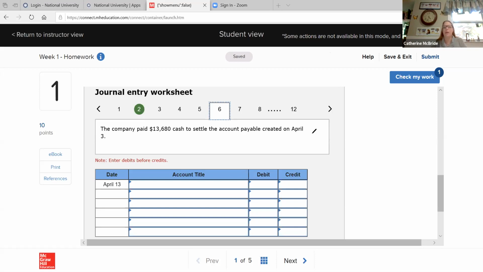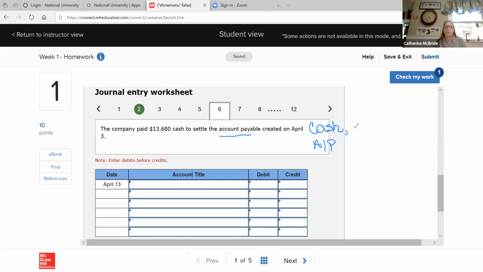So one of them is cash because we paid it. What's the other account? The other account is accounts payable because we recorded the equipment and the supplies when we brought them to the office. Now we're just recording paying off that liability.